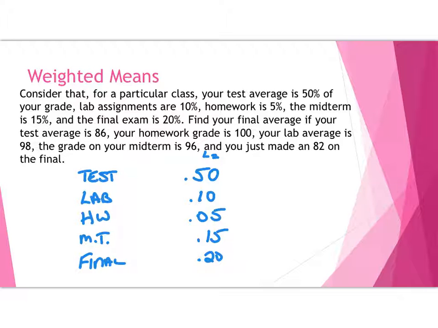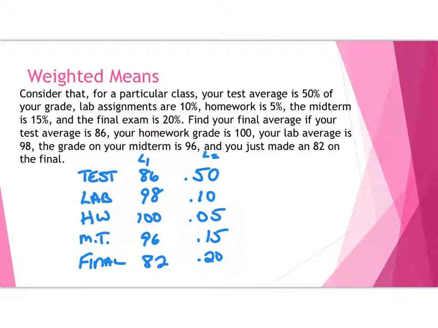Now I'm going to match the grades up. Test average is 86. These are what's going to go in L1 because that's our actual data. Homework is 100. Make sure you put it in the right category. Lab average is 98. Midterm was 96. And an 82 on the final.